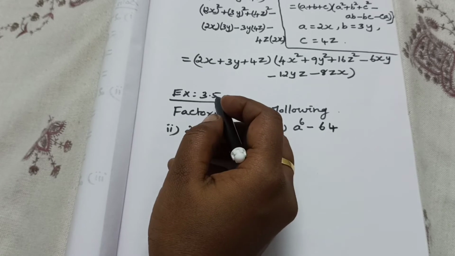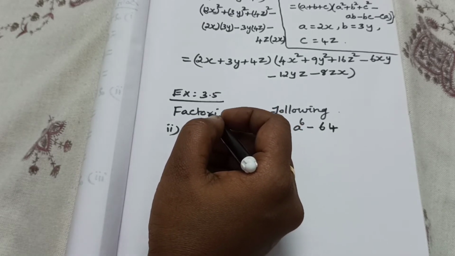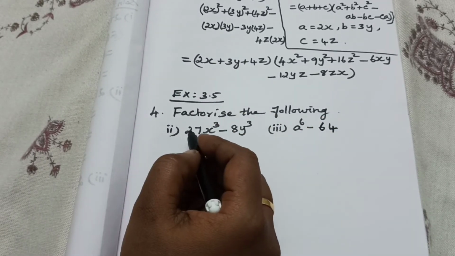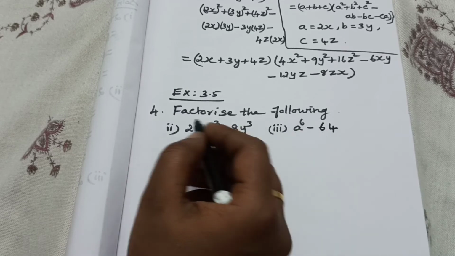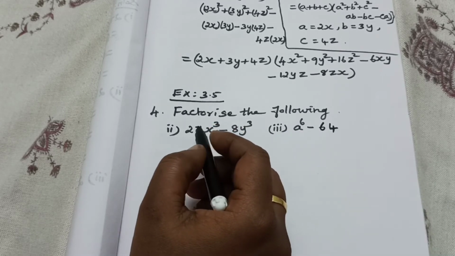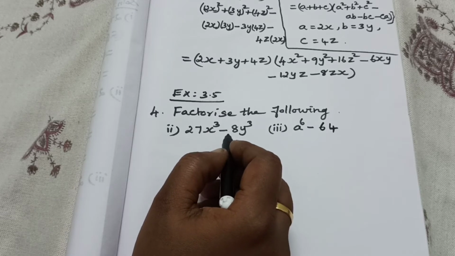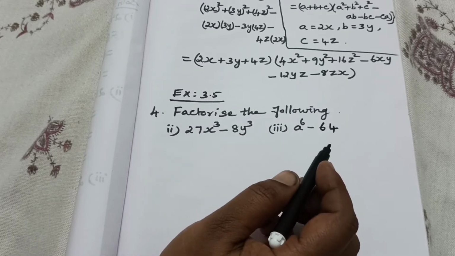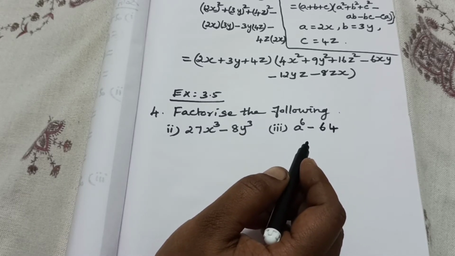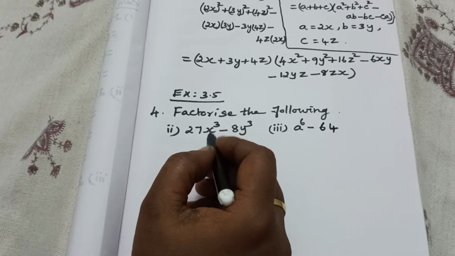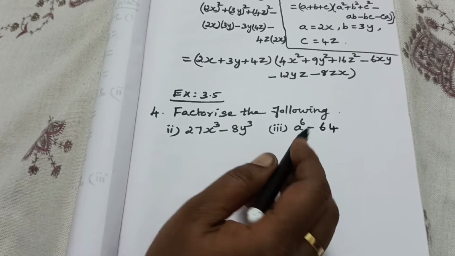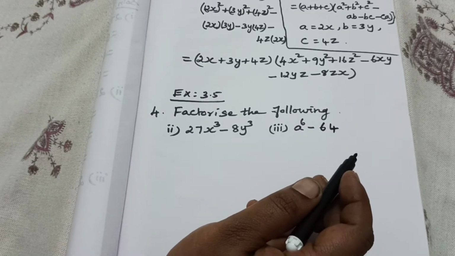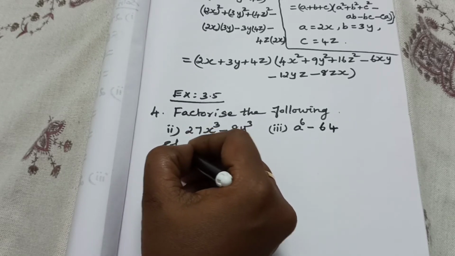Next, exercise 3.5 and fourth sum. Factorize the following. Second subdivision and third subdivision I am giving. First one you do as homework. Then here 27x cube minus 8y cube. If you see the question, at once you can write the identity, isn't it? You know very well. Say the identity. Very good. a cube minus b cube is equal to a minus b into a square plus ab plus b square, isn't it? Shall we use that formula?